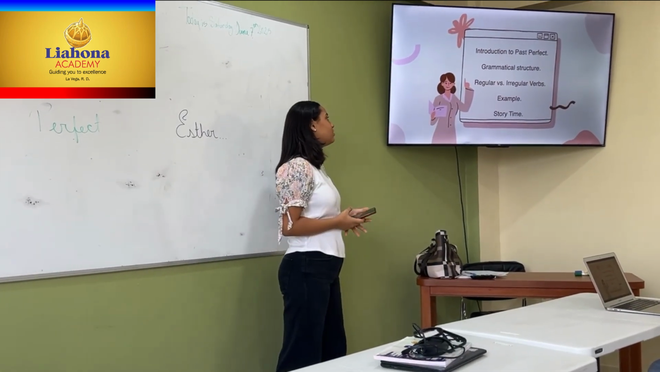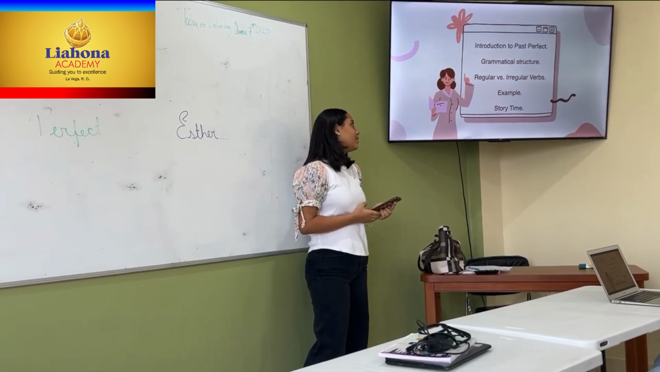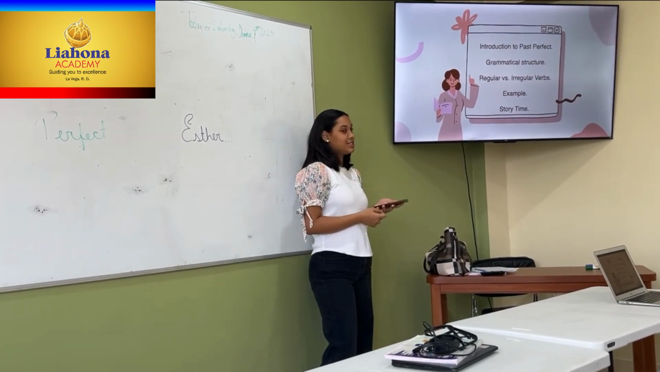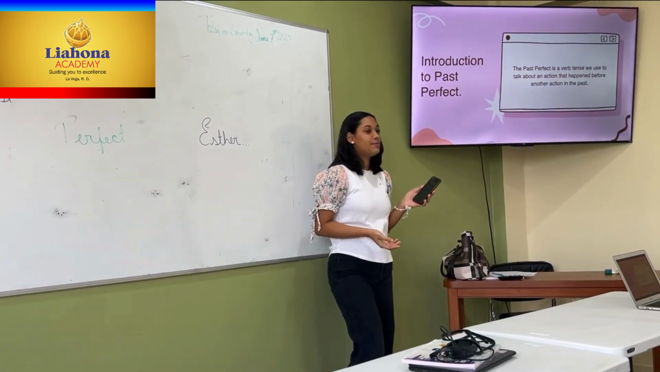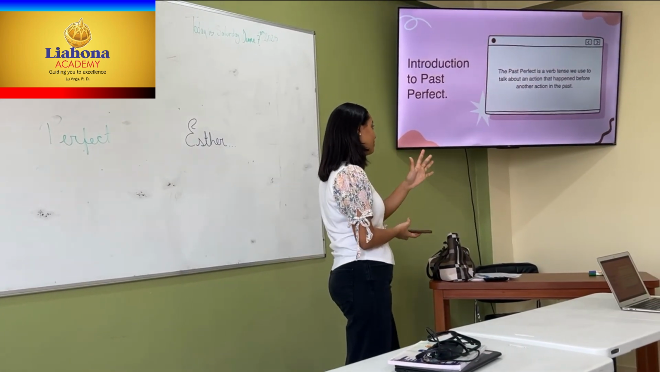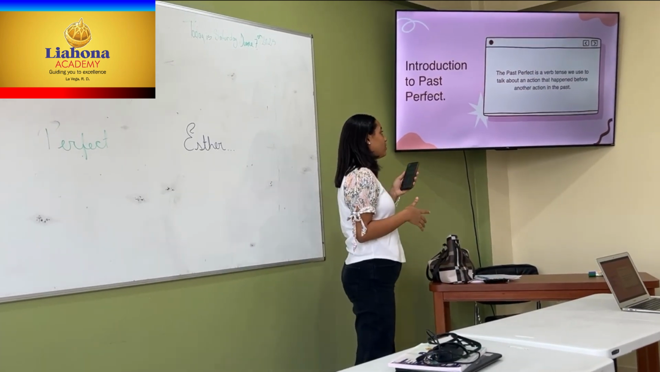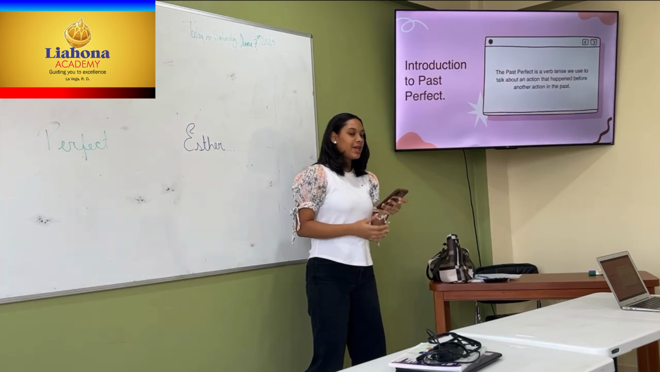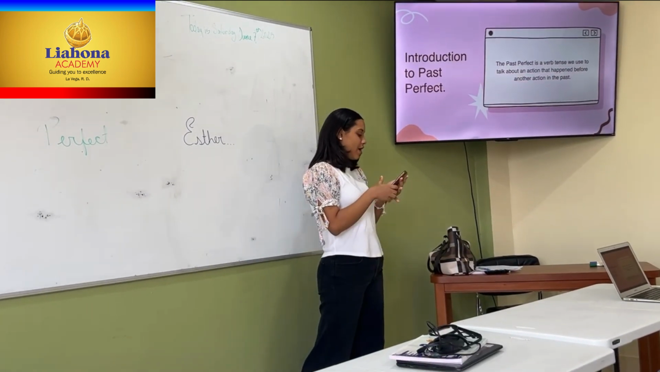A little introduction to the past perfect: the grammatical structure, regular and irregular verbs, some examples, and story time. What is the past perfect? The past perfect is a verb tense we use to talk about an action that happened before another action in the past. It helps us identify what action came first.